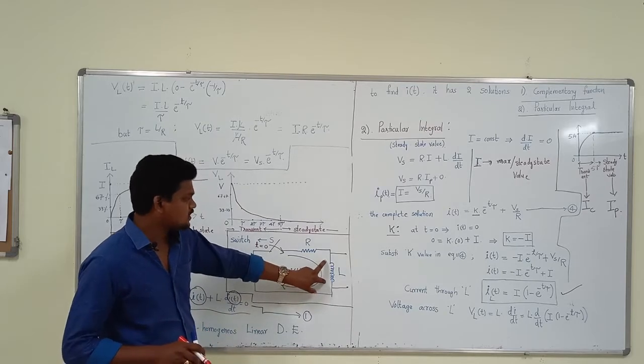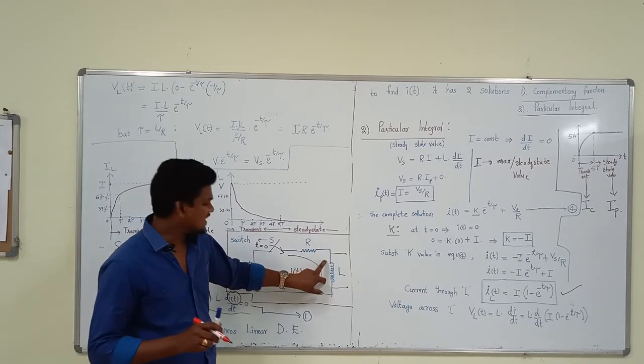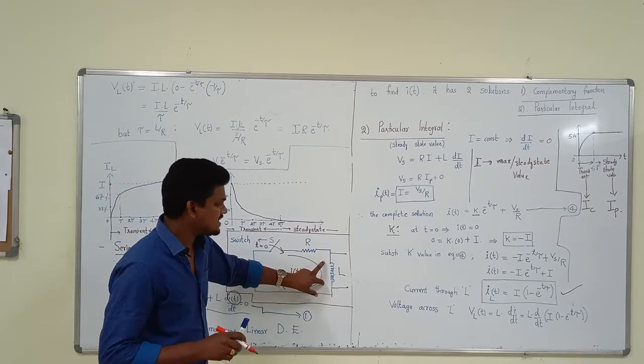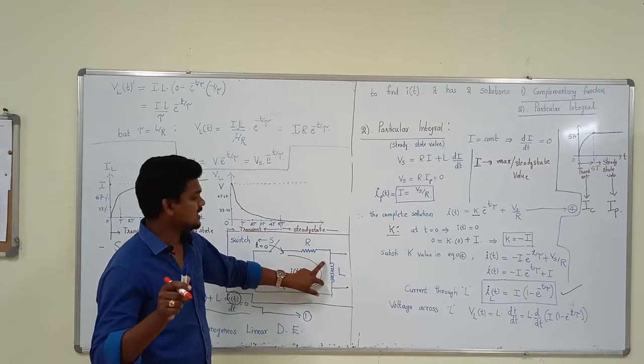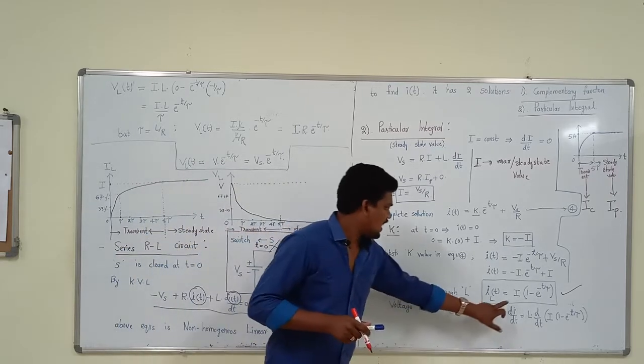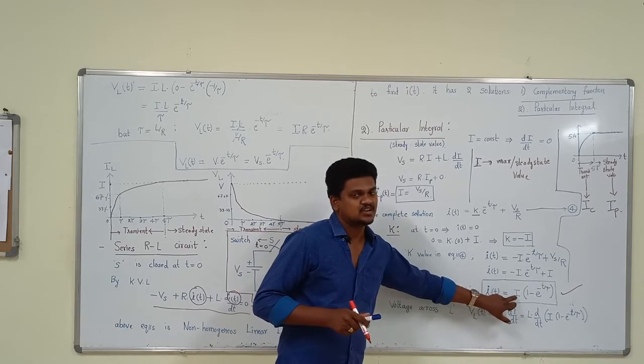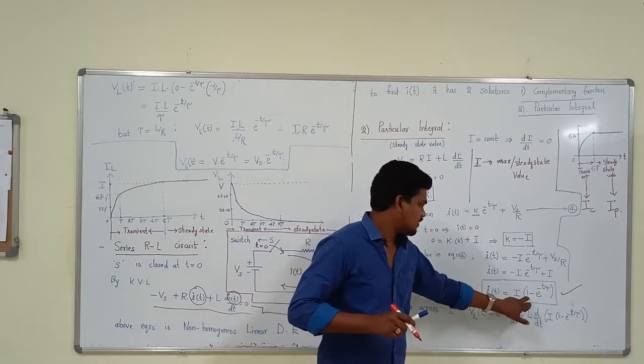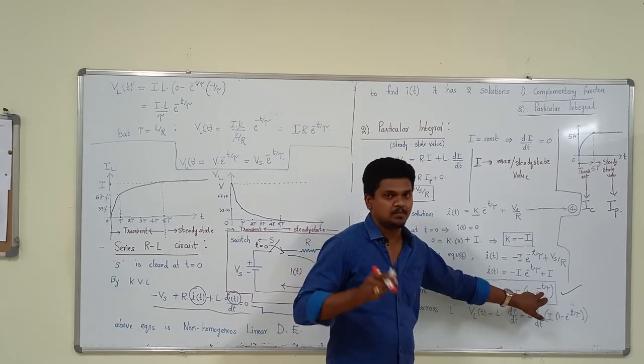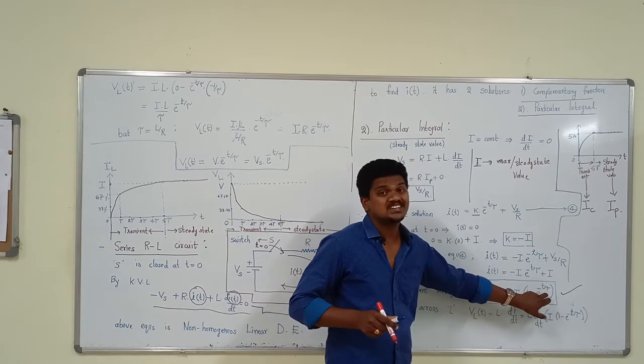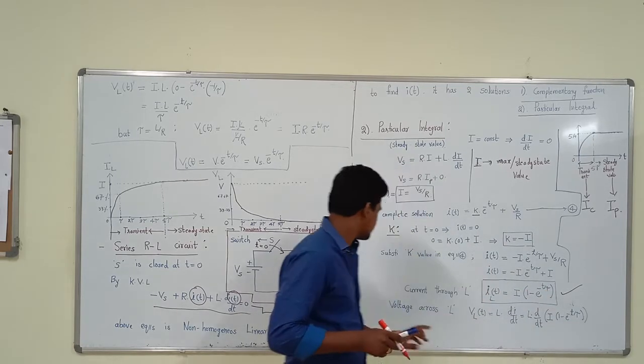So from this particular inductor, by doing the mathematical steps, we get I, which means the final steady state value or maximum value. 1 minus e power minus t by tau means at a particular time, where tau is the time constant, right.